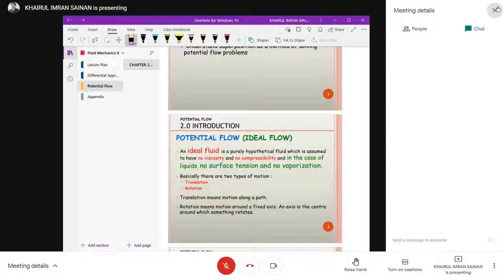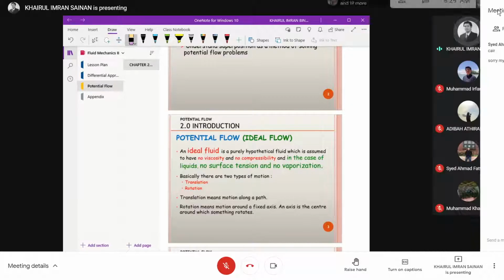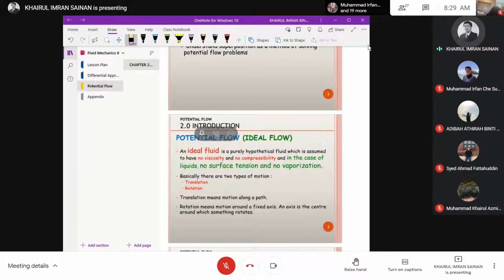Okay. Next, what we do is we categorize the fluid motions. There are two fluid motions. Number one is translation. Number two is rotation.